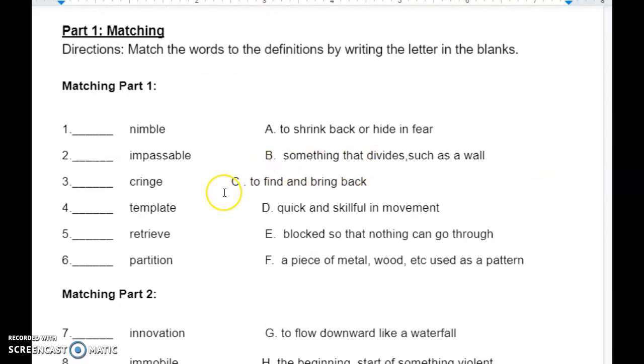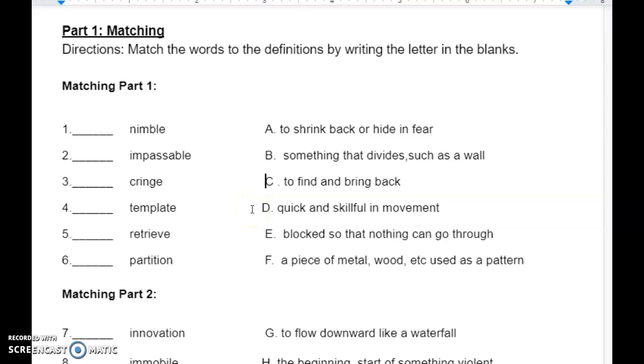Okay, for the top half of matching, we have nimble, impassable, cringe, template, retrieve, and partition. A, to shrink back or hide in fear. B, something that divides, such as a wall. C, to find and bring back.